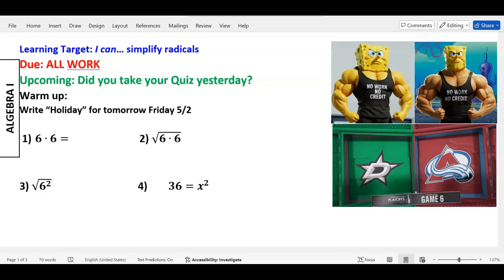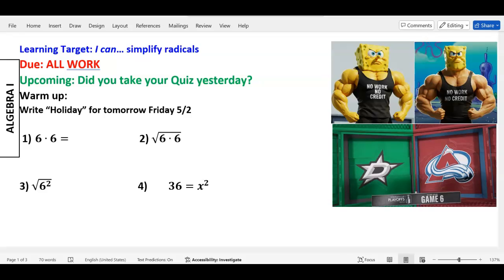First, we're going to note Stars play the Avs tonight, even though this is an image from last year. Whatever. We're going to win, right? And if we don't win tonight, we're going to win on Saturday. Go to the next round. All right. Well, don't forget what Buff SpongeBob says, no work, no credit. You got to show your work.